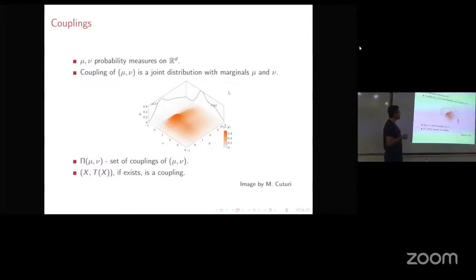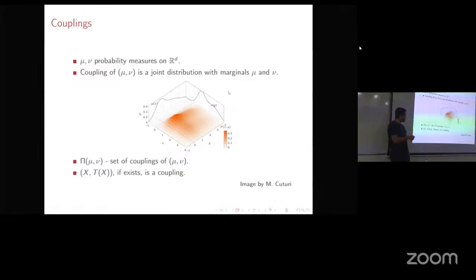So what is the idea of couplings? Suppose my mu and nu are probability measures. A coupling is any joint distribution with marginals mu and nu. People use the word coupling for many, many different contexts. This is the one that is important for us. A joint distribution with marginals mu and nu is a coupling of mu and nu. So this is my set of couplings, and I've drawn a picture of one coupling here. If my mu and nu are one-dimensional, my coupling is a two-dimensional probability measure.